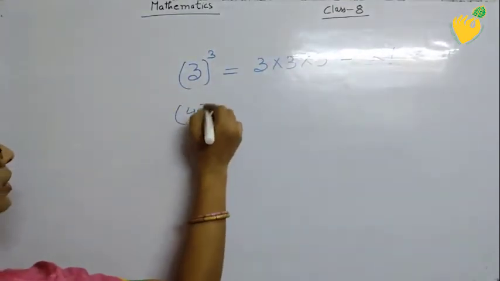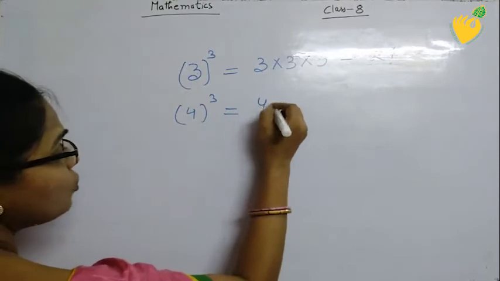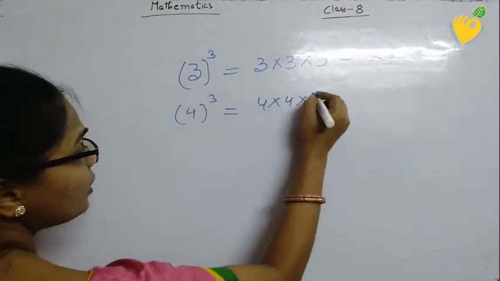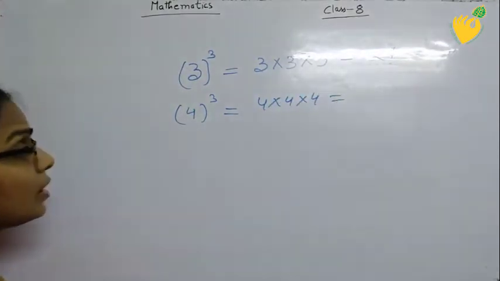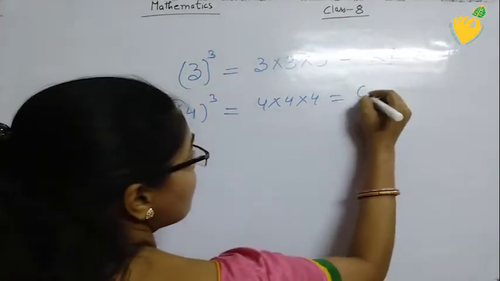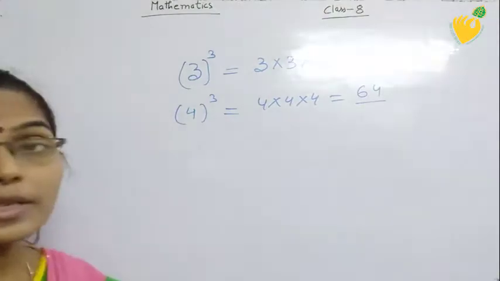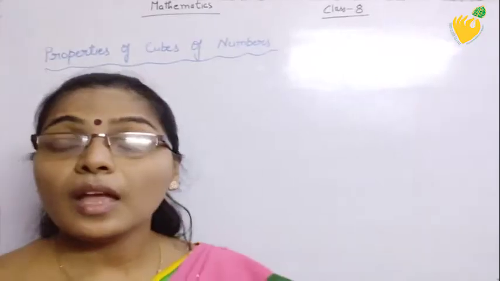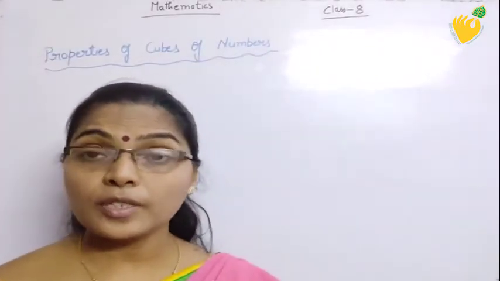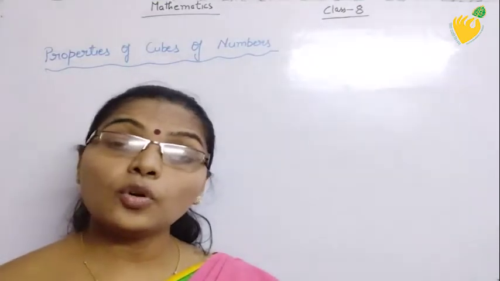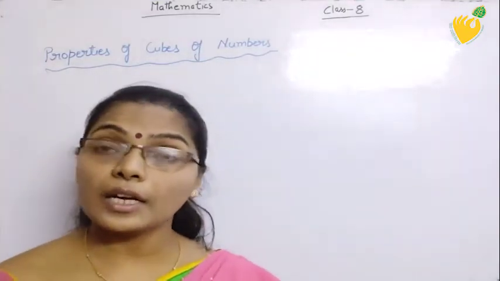Suppose you have to find the cube of 4. So you will multiply 4 three times. 4 fours are 16, 16 fours are 64. 64 is the cube of 4. Now students, the properties. So the first property of cubes is that the cube of all odd numbers are odd.